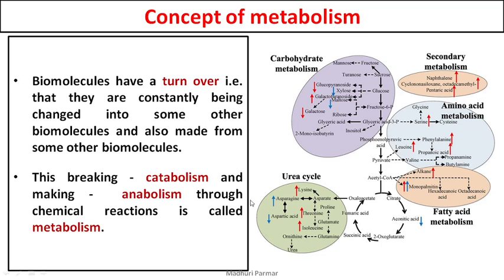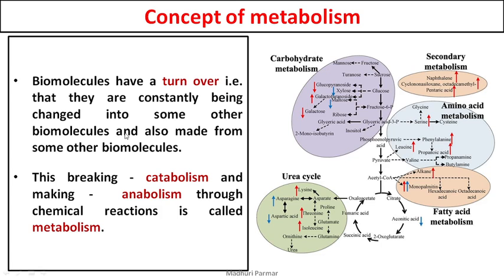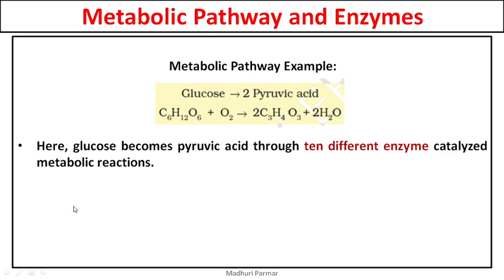This breaking is called catabolism, and the making is called anabolism, through chemical reactions. In total, this breaking and making is known as metabolism. Catabolism plus anabolism is metabolism. Did I make a mistake? Catabolism, anabolism, and metabolism. Okay.